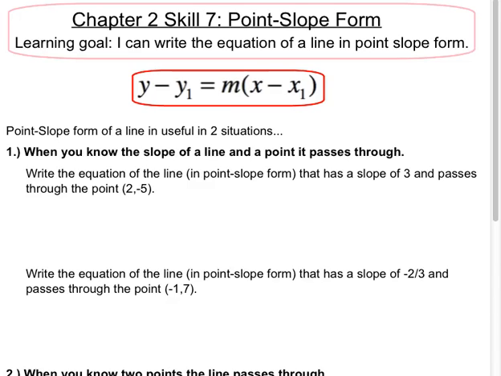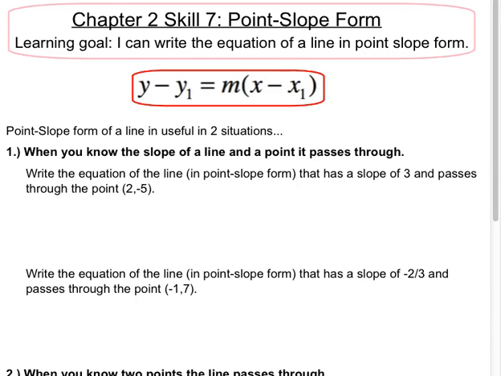Welcome back. So in the last couple of videos, we've referenced slope-intercept form. And I told you that there's two other forms of equations that you should know. So today we're going to dive into the next one, point-slope form.